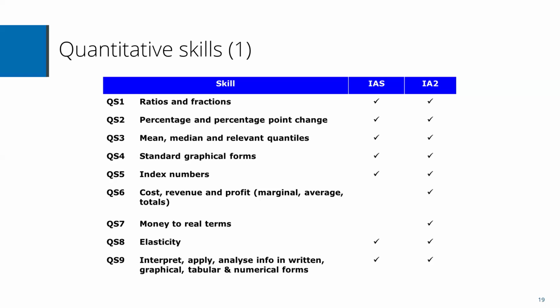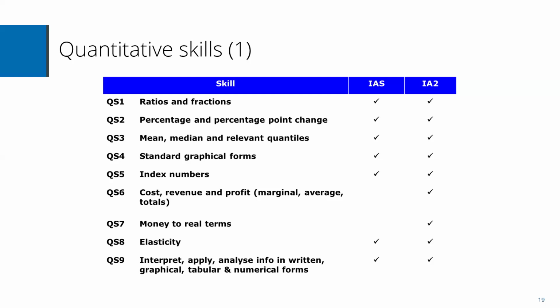They will typically be linked to certain parts of the specification, some more obviously than others. I mean, QS8, obviously it says elasticity, but you've got things like QS6, the costs, revenues and profits. So it's giving you an indication where those might come in. But you can see things like QS2, percentages and percentage point change, that could refer to quite a few different areas of the specification. So practicing these in their own right is a good way to make sure students are better prepared for wherever they might come on the exam papers.